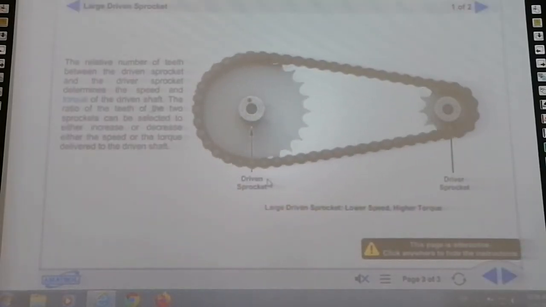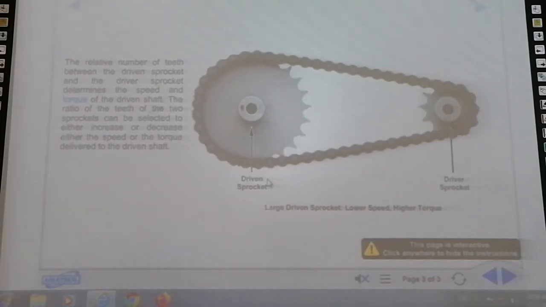Now let's talk about the gear teeth ratio. The relative number of teeth between the driven sprocket and the driver sprocket determines the speed and torque of the driven shaft. The ratio of the teeth of the two sprockets can be selected to either increase or decrease either the speed or the torque delivered to the driven shaft. So with the help of teeth ratio, we can find a formula which will help you in determining or selecting the speed and torque between the two sprockets, that is the driven and driver sprockets. So we will talk about this formula in the next slide.